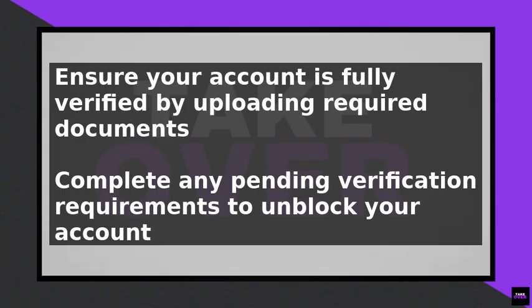It is essential to note that eToro has a strict security policy, and blocking accounts is a measure to protect users. By following these steps and cooperating with eToro, you should be able to unblock your account and resume trading.